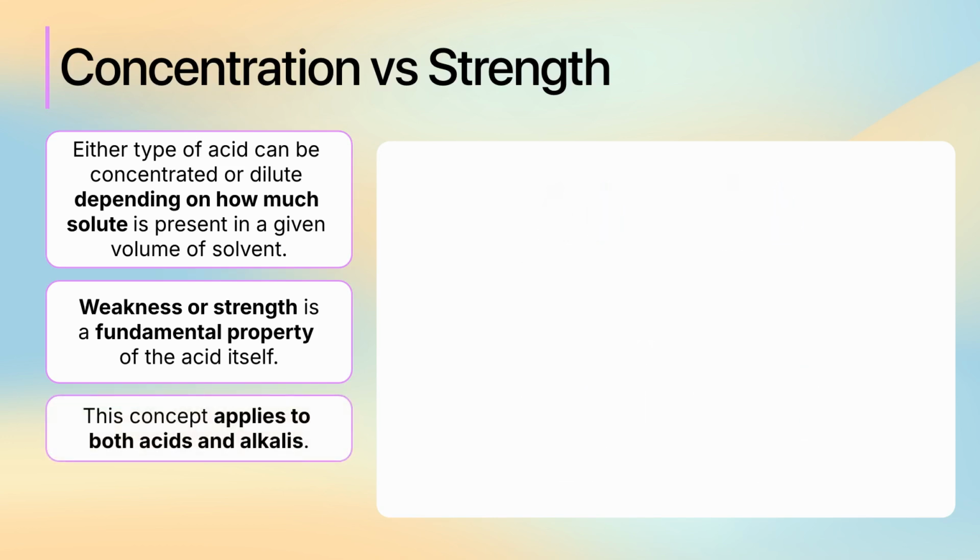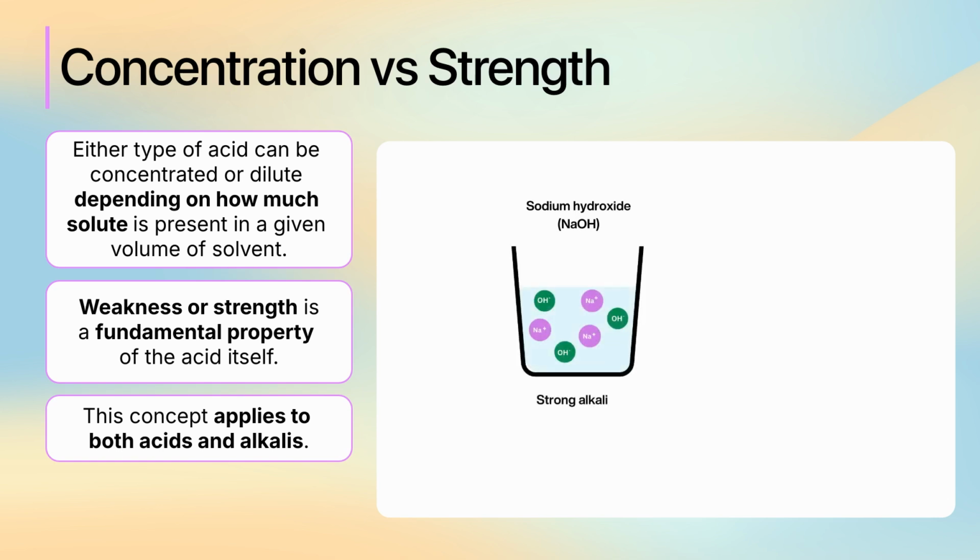This is similar for alkalis. A strong alkali, like sodium hydroxide, NaOH, completely dissociates in water to release OH- ions, while a weak alkali, like ammonia, only partially dissociates. Again, both types can be in concentrated or dilute solutions, depending on the quantity of solute dissolved.